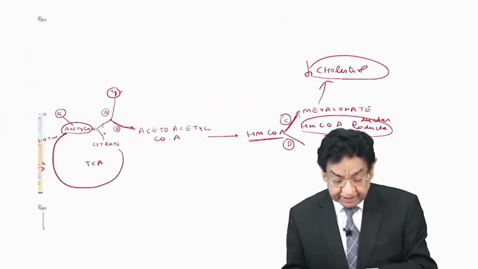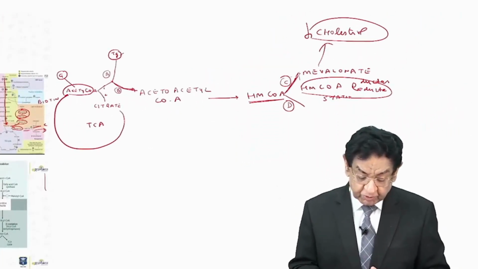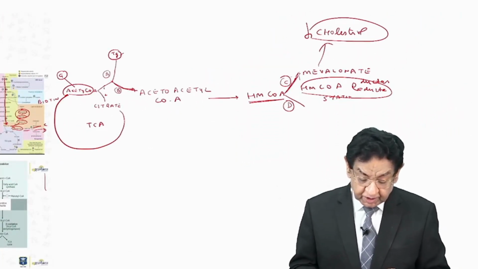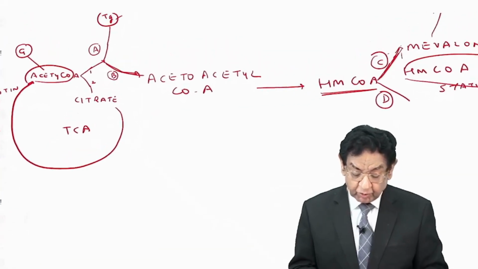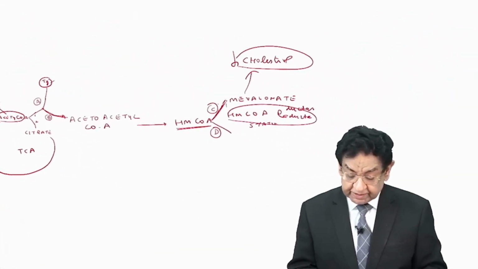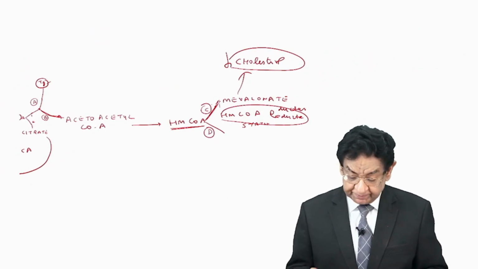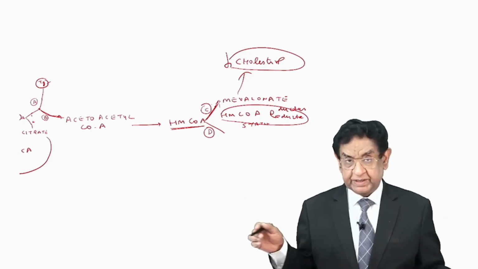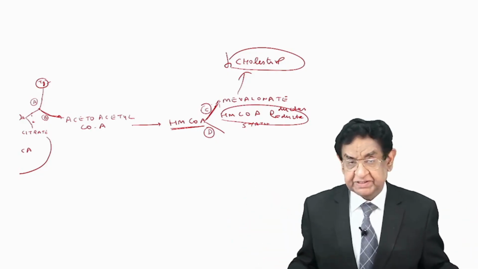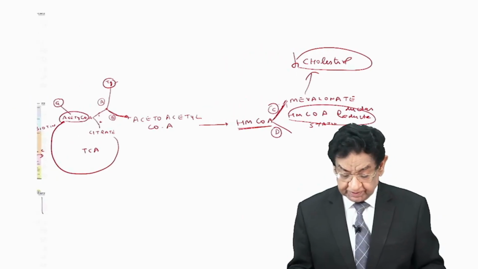Again, a quick recap. We started from acetyl coenzyme A. It took road 1. Road 1 went to acetoacetyl coenzyme A, and it went to HMG coenzyme A. That bifurcates into two. One is mevalonate, and the final destination is cholesterol.